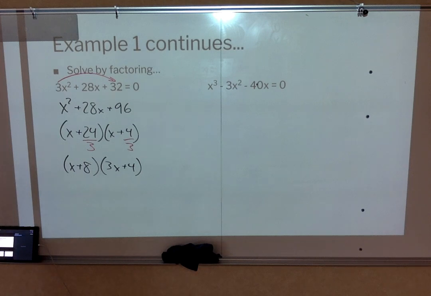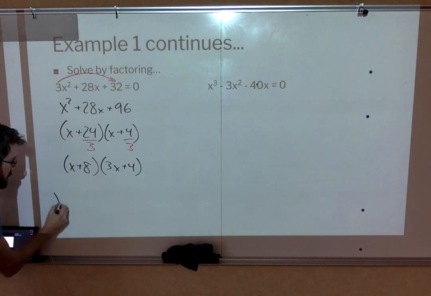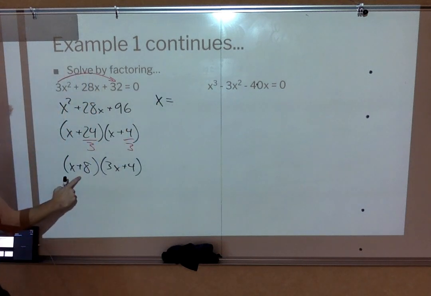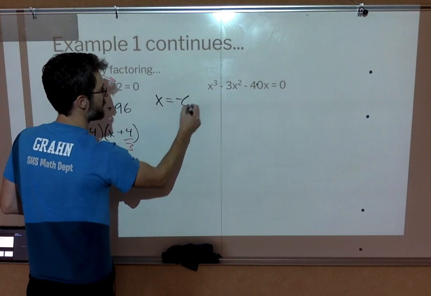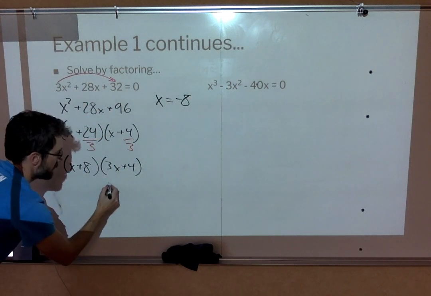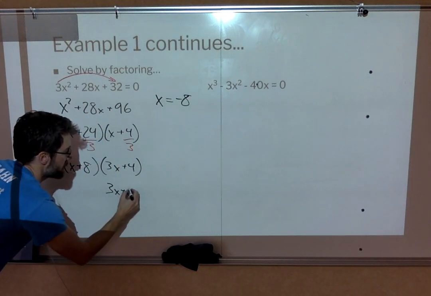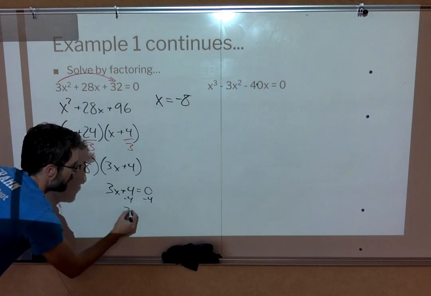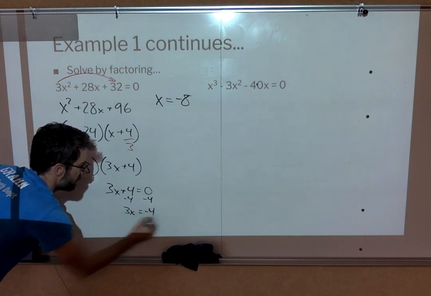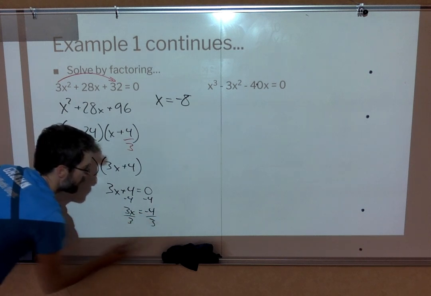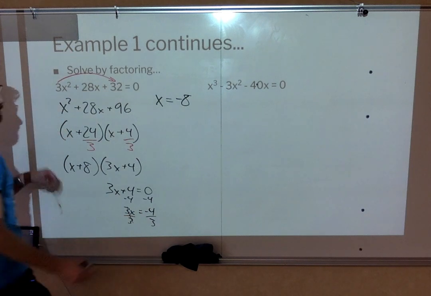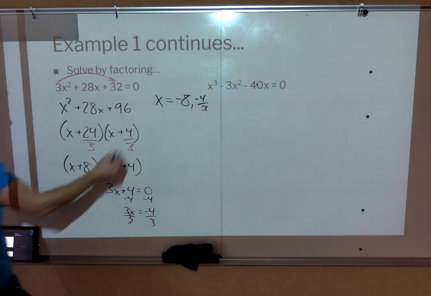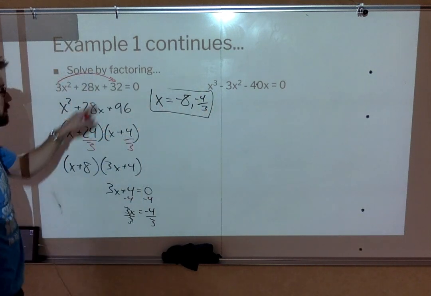Now I've got two things here. X equals, okay, I'm going to put the answers over here. X equals, for this one I can just flip the sign, and it's negative 8. This one, I'm going to do a little bit of algebra. 3x plus 4 equals 0, minus 4, 3x equals negative 4. Divide both sides by 3, and I get that x is negative 4/3. So negative 8 and negative 4/3 are my solutions. My zeros, my roots of that one.